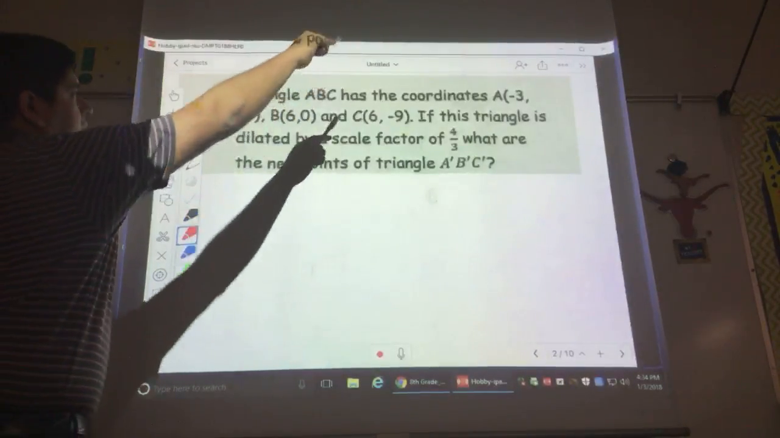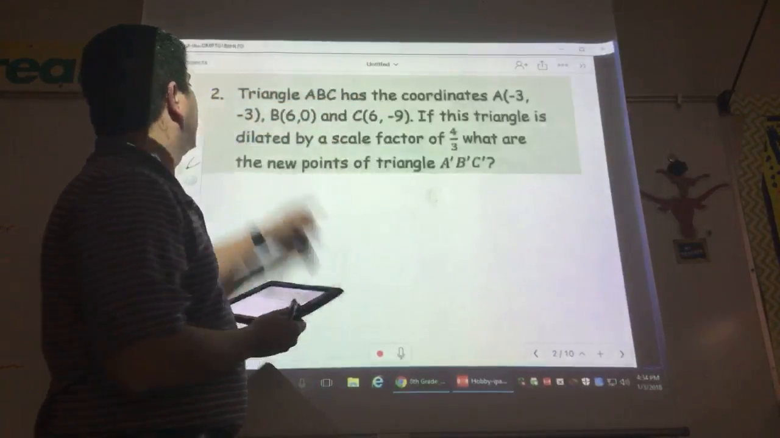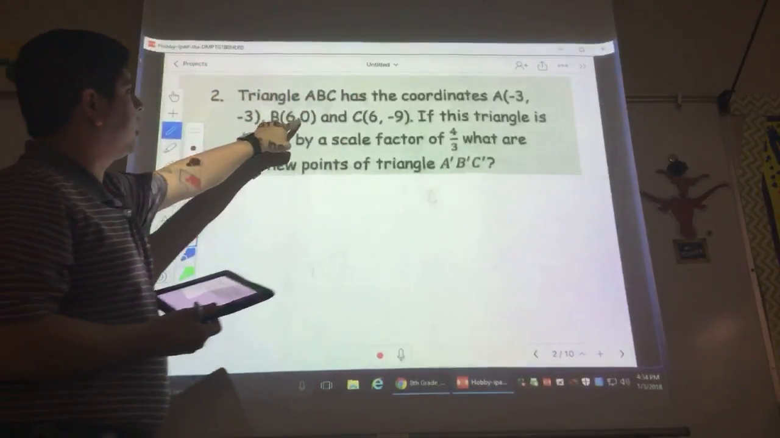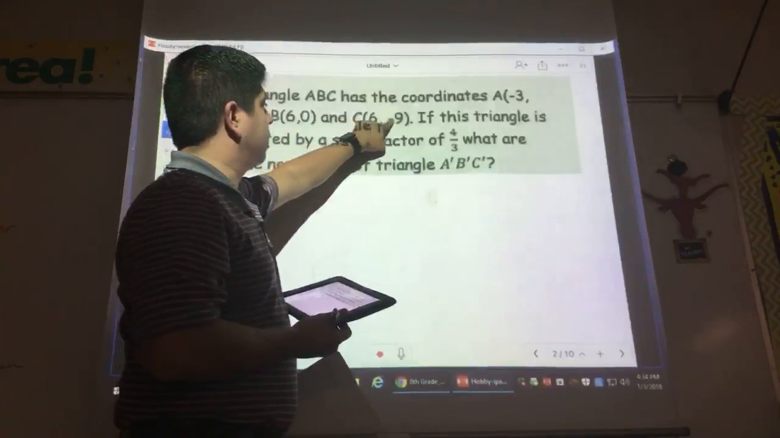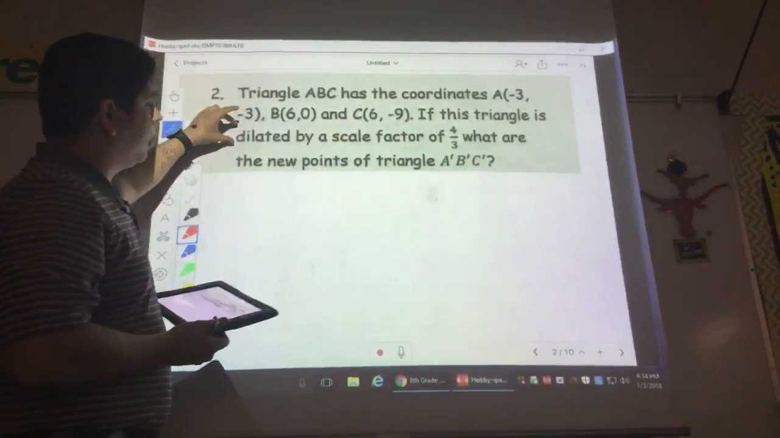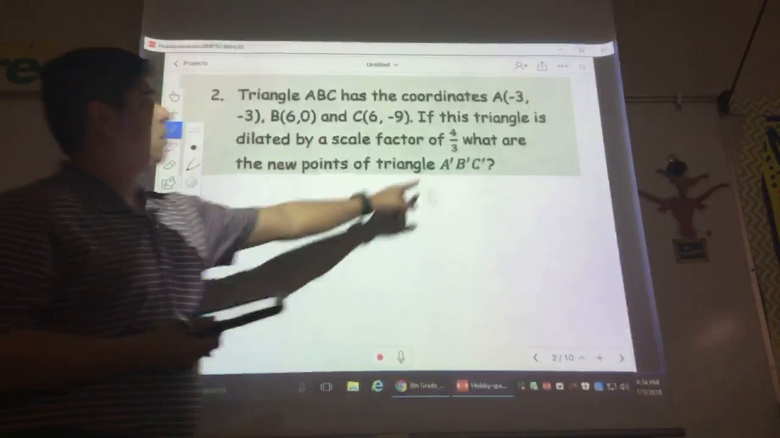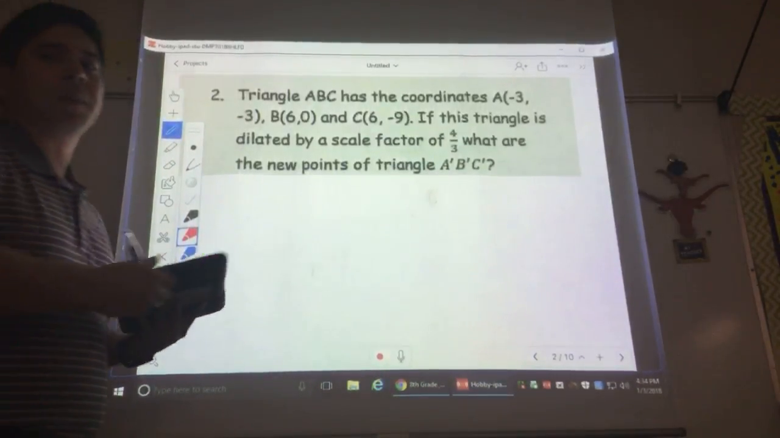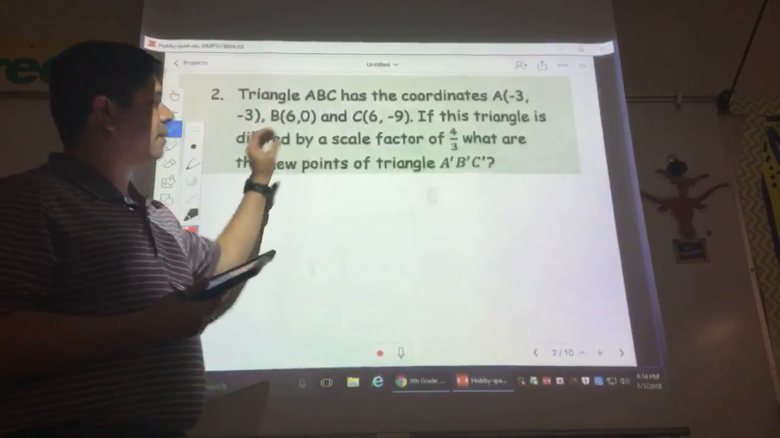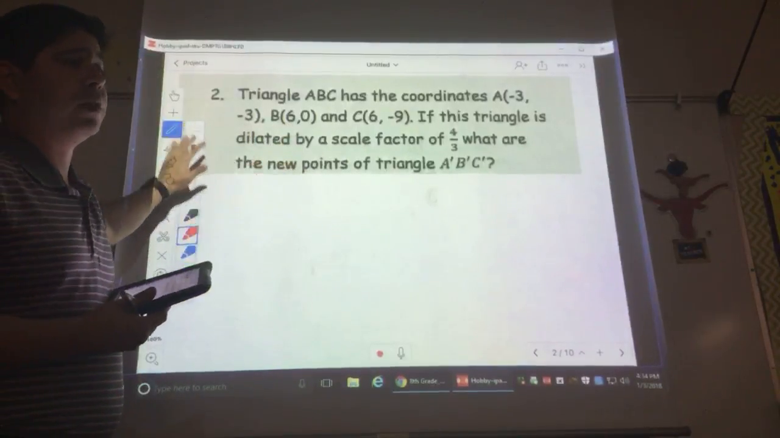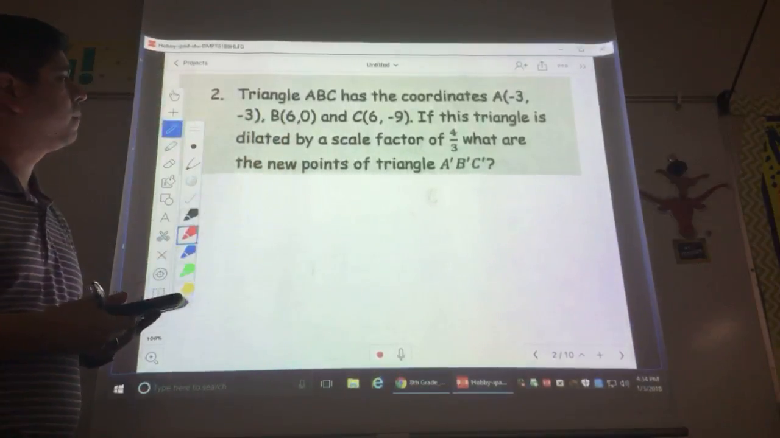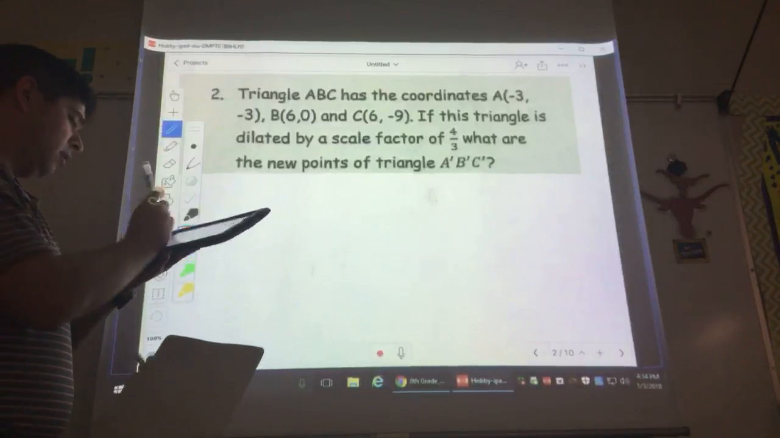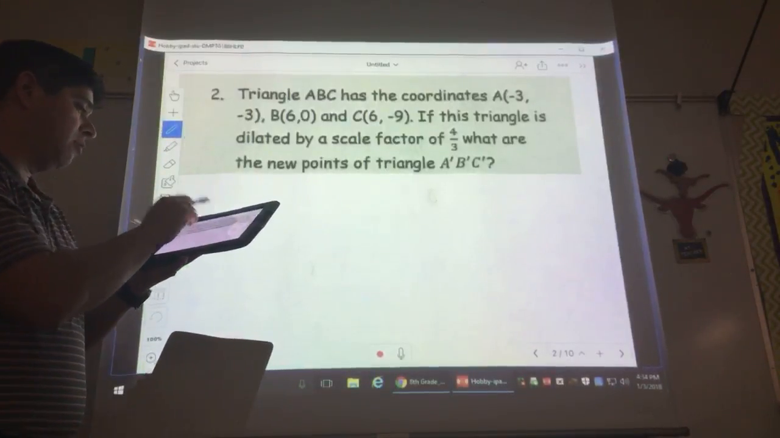Triangle ABC has the coordinates A, which is -3, -3, B, which is 6, 0, and C, which is 6, -9. If this triangle is dilated by a scale factor of 4/3, what are the new points of triangle ABC? So we talked about aspects of scale factor today, but this is kind of what we did before what we talked about today, so like before the break. So what the good thing to do is we're going to go ahead and rewrite our points.